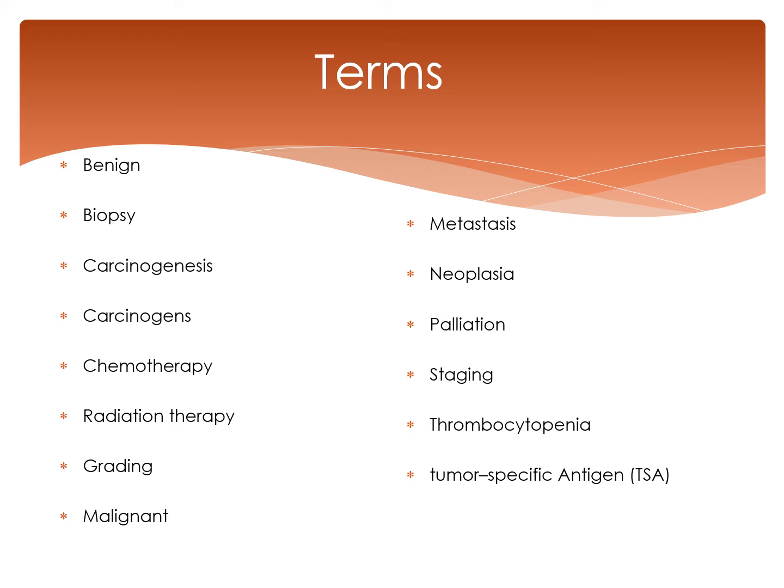Chemotherapy is the use of medications to kill tumor cells by interfering with cellular functions and reproduction. Radiation therapy is the use of ionizing radiation to kill malignant cells.